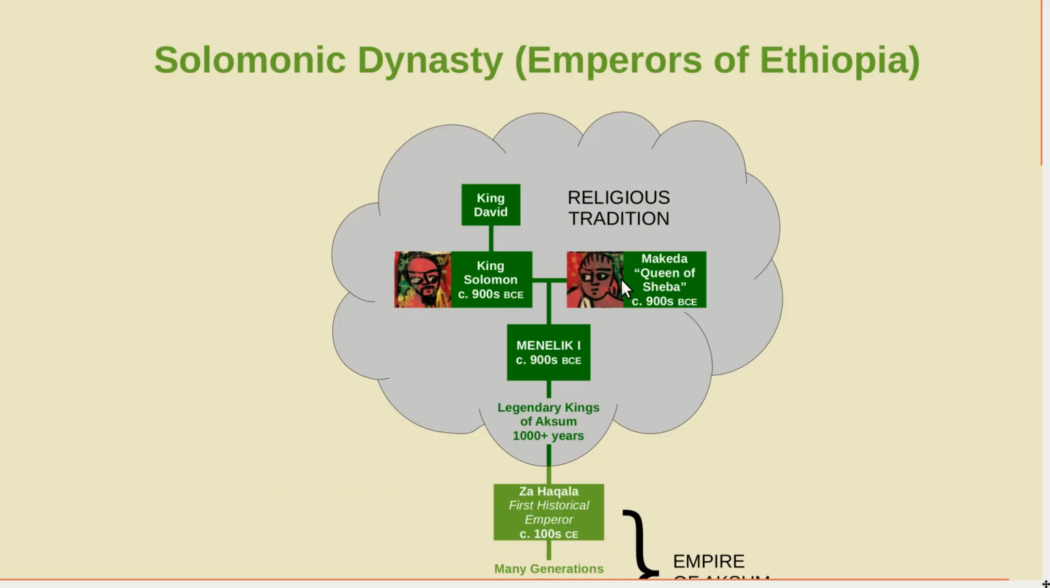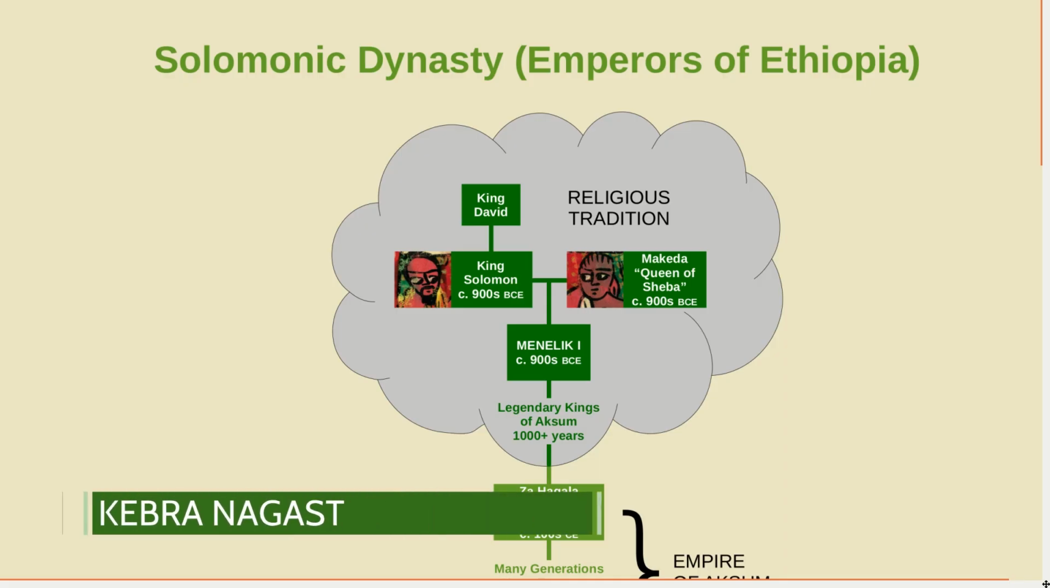But according to Ethiopian tradition, that's not all that happened. According to the Kebra Nagast, which is kind of Ethiopia's national origin story, the Queen of Sheba was named Makeda, and she had relations with Solomon during her visit. When she returned home, she gave birth to Menelik, who became the first king of Ethiopia.